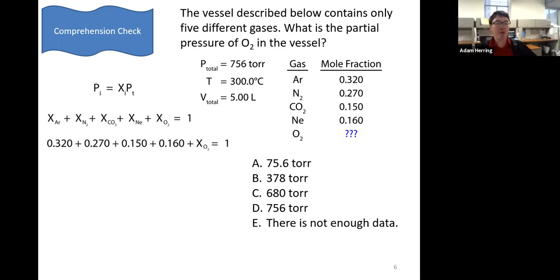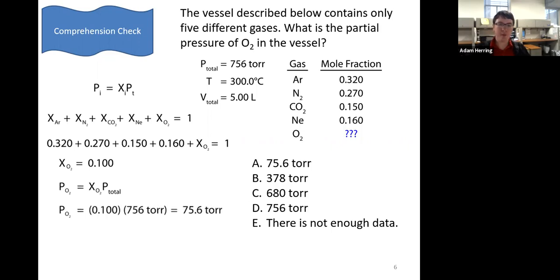So in order to find the mole fraction of oxygen, we account for the mole fractions of the other 4 gases and then solve for oxygen. This gets us a mole fraction of 0.1. What this means is that the oxygen makes up 10% of the total number of gas molecules inside the vessel. To find the actual partial pressure of oxygen, we multiply the mole fraction times the total pressure. And that gives us then a value of 75.6 torr.